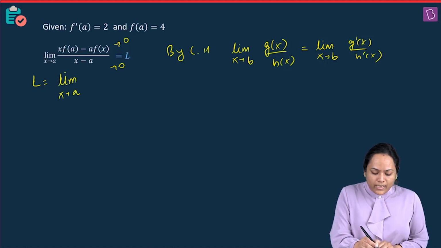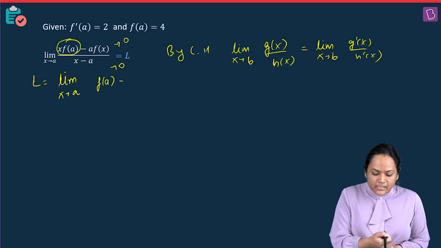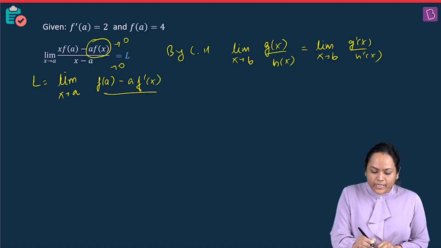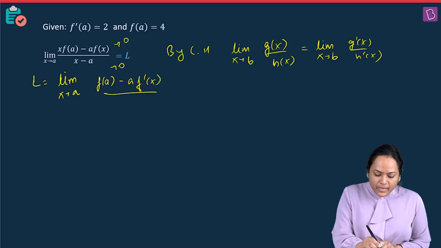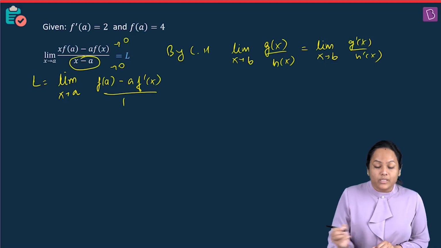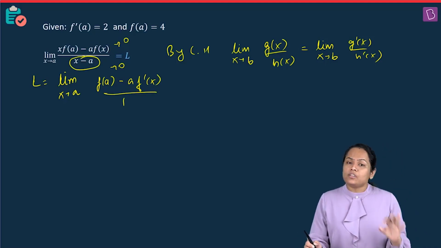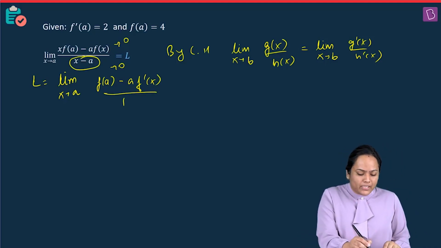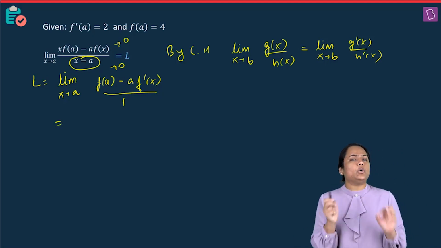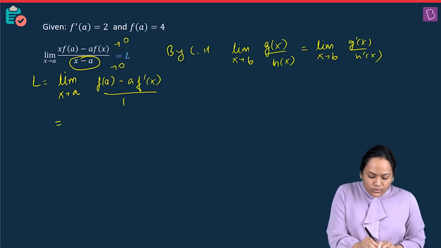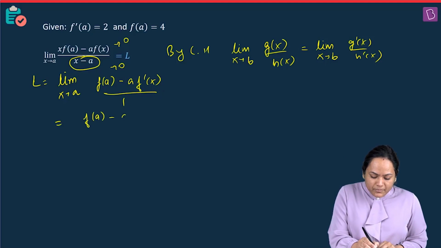So when we apply L'Hopital's rule, differentiating my numerator and denominator, it's going to give me the limit as x approaches a of the derivative of x f(a), which is simply f(a), minus the derivative of a f(x), which becomes a times f'(x), divided by the derivative of x minus a, which is only 1. Now since my 0 by 0 form has been eliminated, I'll just quickly substitute x as a.